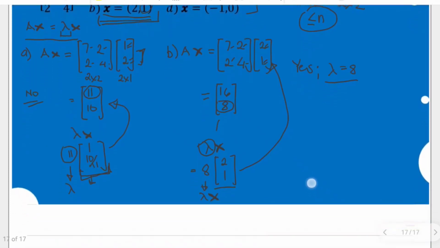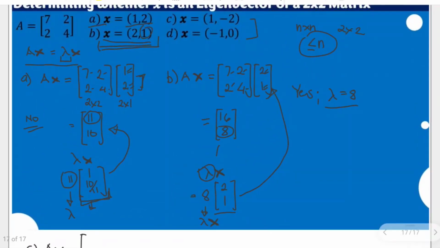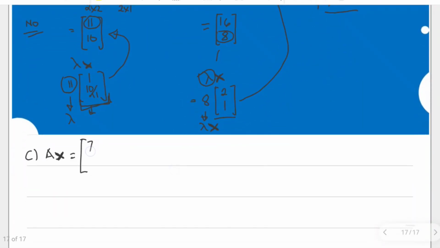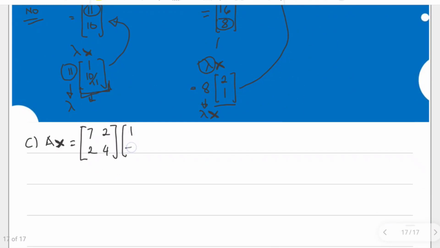So let's continue here at the bottom, our C. Again, we're going to verify this, and of course our A is the same. You will have 7, 2, 2, and 4. And our vector for letter C is 1, negative 2. So the product here, 7 times 1 is 7. 2 times negative 2 is negative 4. 7 minus 4, 3. Next, 2 times 1 is 2. 4 times negative 2 is negative 8. 2 minus 8, negative 6.